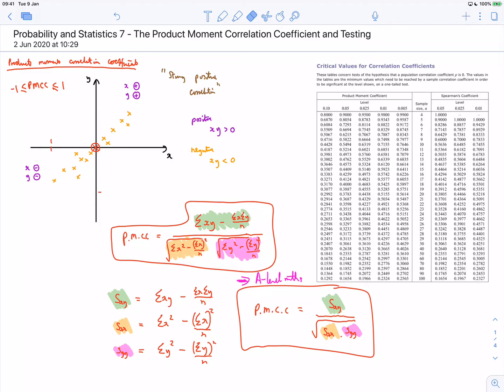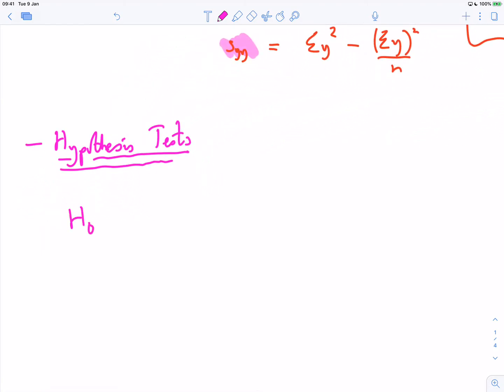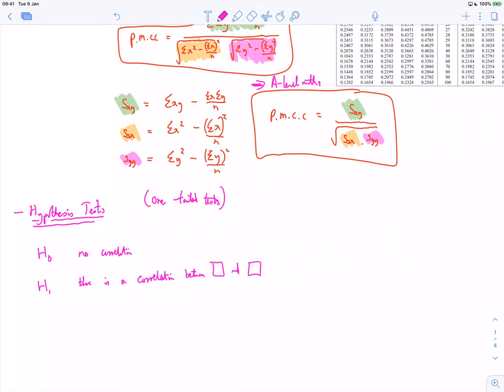So, PMCC. What else can we do? Well, we can actually perform hypothesis tests. Okay, really easy. This is A-level maths as well, but the null hypothesis is always that there's no correlation. And by the way, these are always one-tailed tests. So H1 is that there is a correlation between variable 1 and variable 2. It's not necessarily stating whether it's positive or negative.